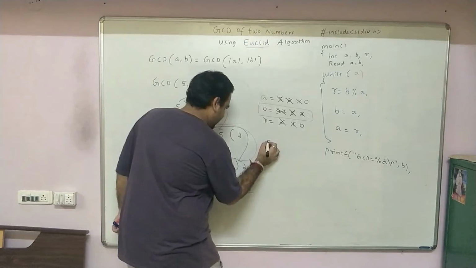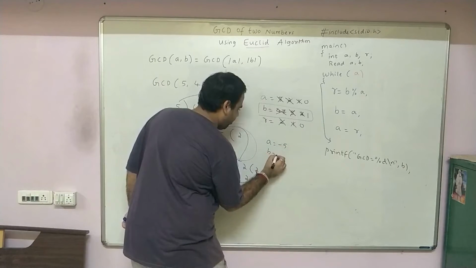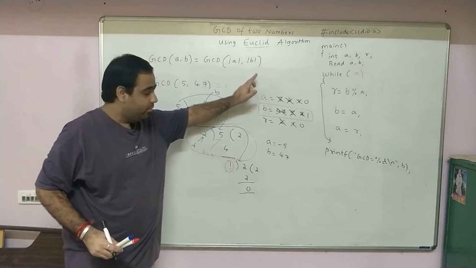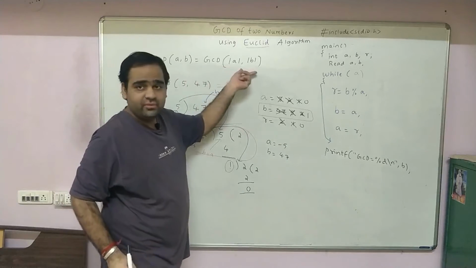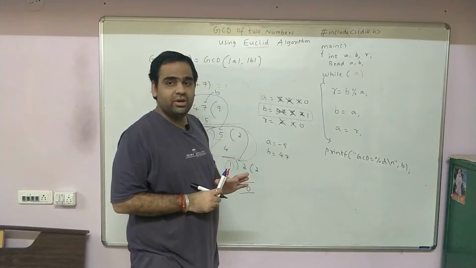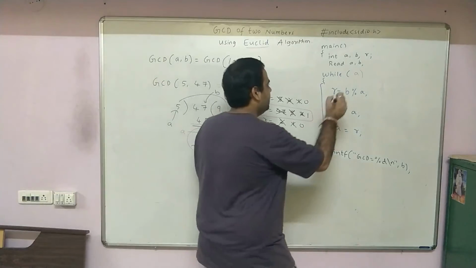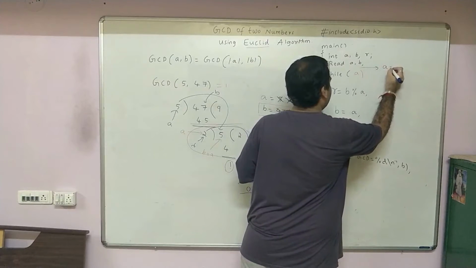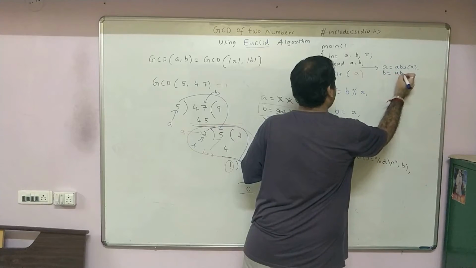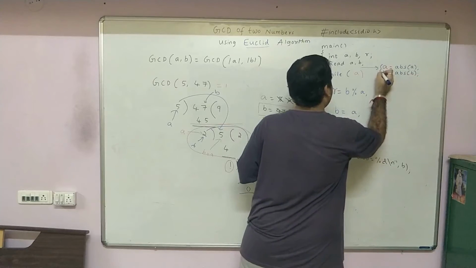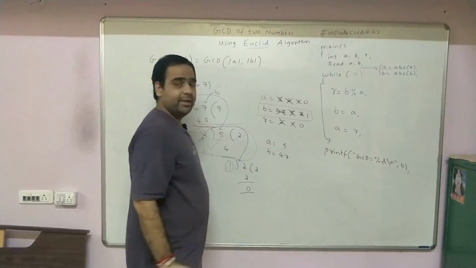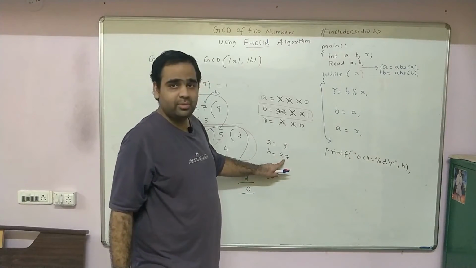Now, suppose A is -5 and B is +47. By this property, GCD of A, B is GCD of mod A, mod B. That means GCD of -5, 47 is equal to GCD of 5 and 47. Therefore, if it is negative, I have to convert into positive. And how do we do it? Very simple. Before this while loop, we say A is equal to absolute value of A and B is equal to absolute value of B. Now what it will do, absolute of -5 is +5, A becomes +5, absolute of +47 is +47 itself.